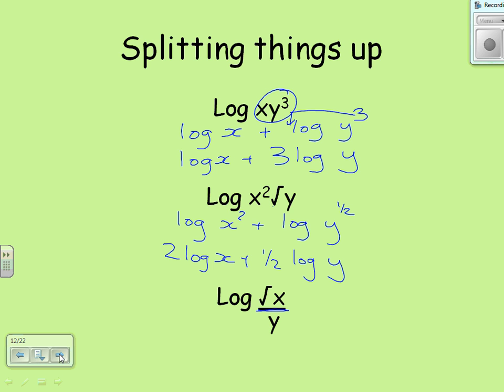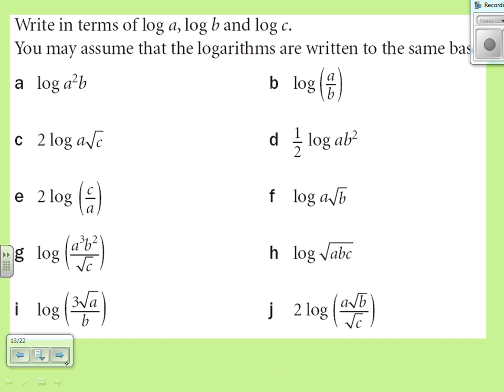Last one at the bottom here, we've got to divide, so instead of doing all of that, we're going to do a take away in the middle. Again, I've gone straight from the square root to the half. Hopefully that isn't concerning you. And bringing the half down to the front, a half log x, take away log y. That's the idea of splitting them up. And another big long exercise to do there. We didn't get to do many of those in the lesson, but have a go at some of those, and the answers are on the PowerPoint.